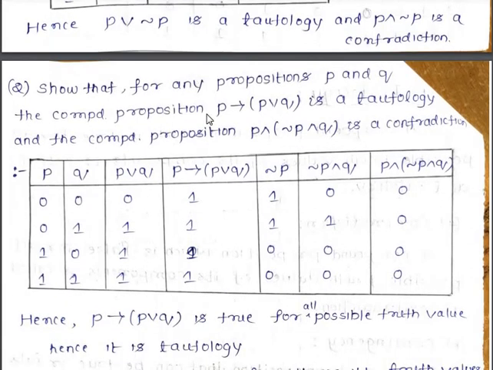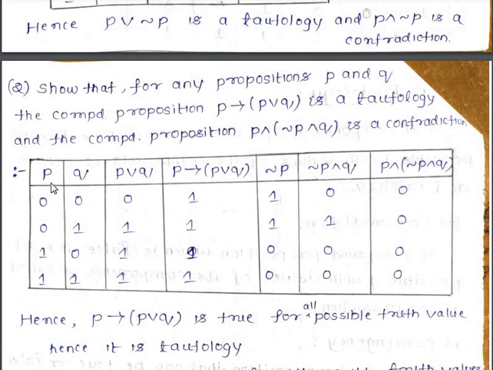Show that for any propositions P and Q, the compound proposition, if P then P or Q is a tautology, and the compound proposition P and negation P and Q is a contradiction. We'll check for this statement. In the second problem, show that for any propositions P and Q, the compound proposition P implies P or Q is a tautology, and the compound proposition P and negation of P and Q is a contradiction.